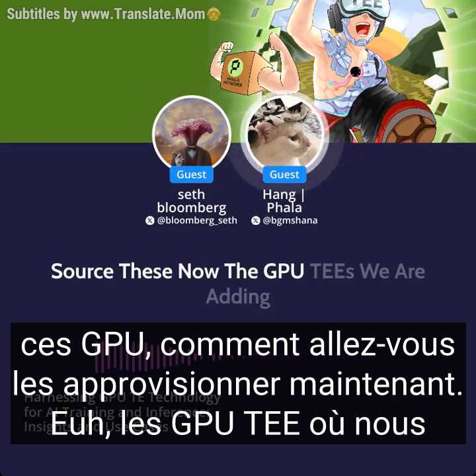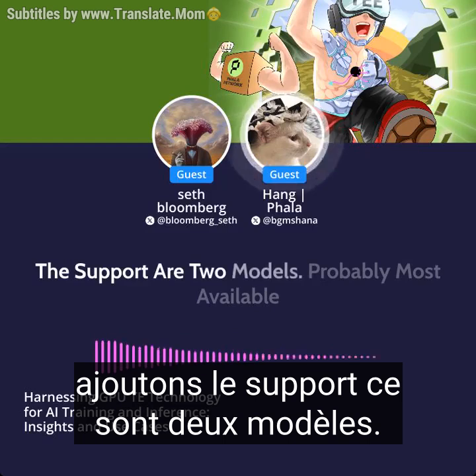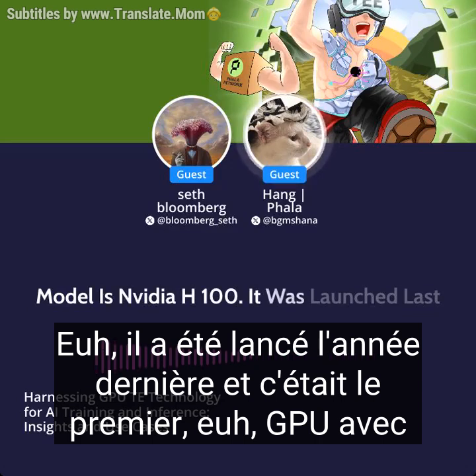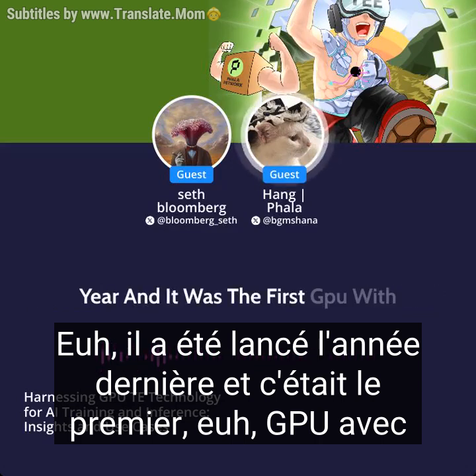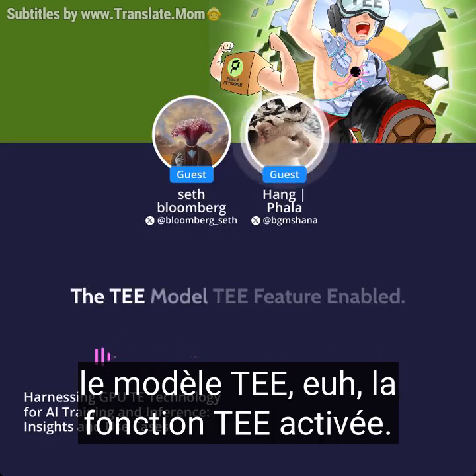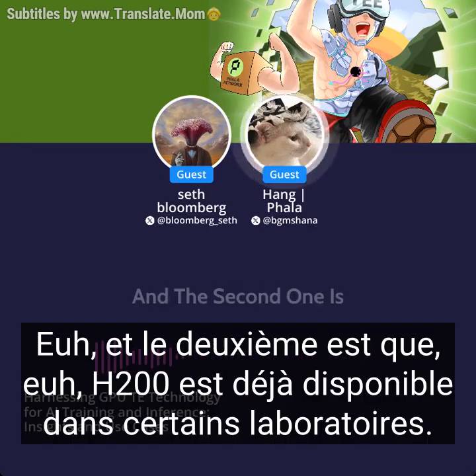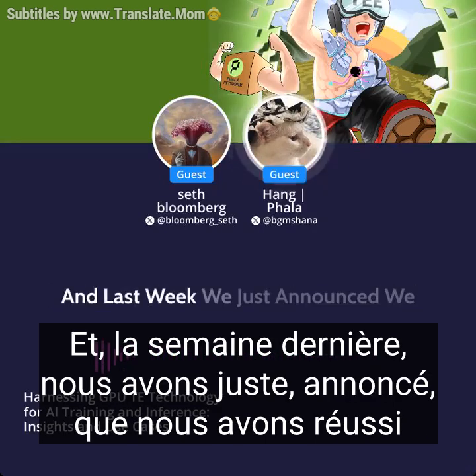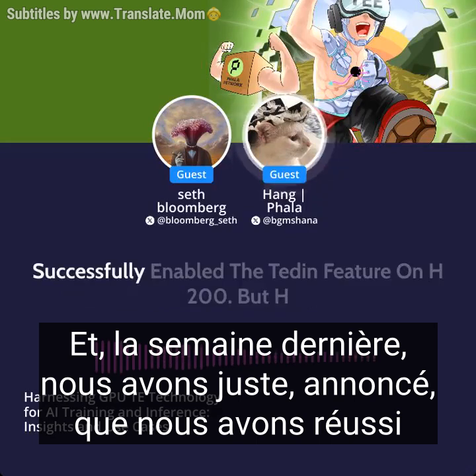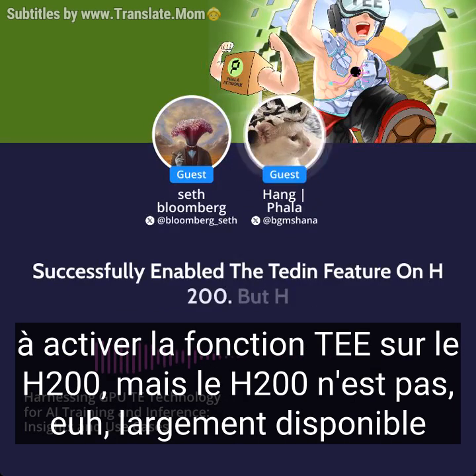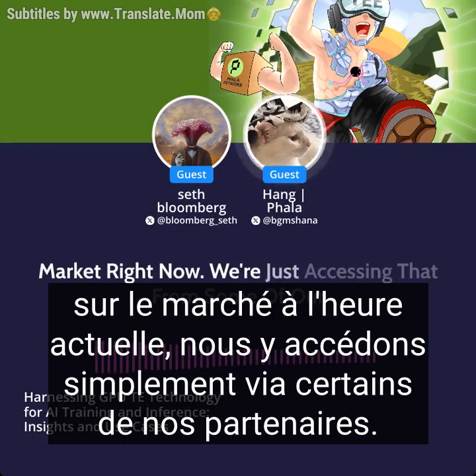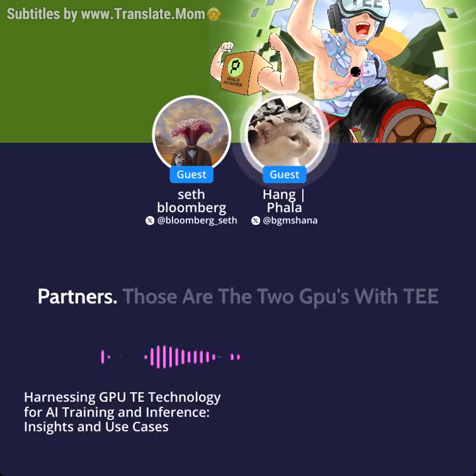Now, the GPU TEEs we are adding support for are two models. Probably the most available model is NVIDIA H100. It was launched last year, and it was the first GPU with the TEE feature enabled. And the second one is H200. It's already available in some labs. And last week we just announced we successfully enabled the TEE feature on H200. But H200 is not widely available in the market right now. We're just accessing that from some of our partners.